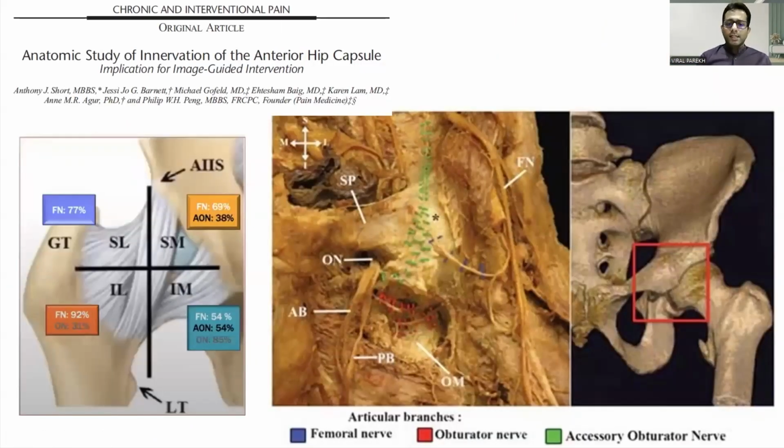So this is the anatomical study, and it mentions that the anterior hip capsule is further divided into four zones, and the femoral nerve is a component of all four zones. Medially we have the accessory obturator nerve in the superomedial compartment, and lower we have both the accessory obturator nerve and the obturator nerve, and in the inferolateral we have the femoral along with the obturator nerve.